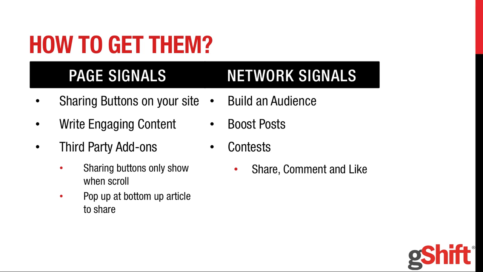And third-party add-ons such as sharing buttons that only show when you're scrolling, so only when they're engaging in the content, aka reading it, or pop up at the bottom of the article after they've finished reading the article, are great ways to ensure you're only getting page signals from people that have actually interacted with the content, and making them more legitimate.